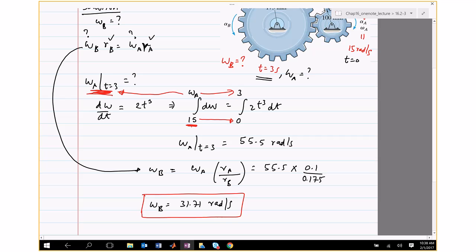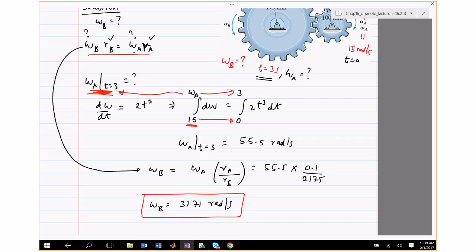So if you are told to find the angular velocity of B at time t equals 0, then yes, you can use this formula. You shove in 15 radians and you'll get the angular velocity of B at time t equals 0. Any other question?